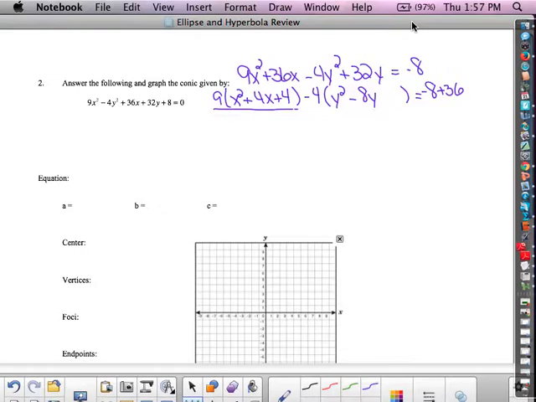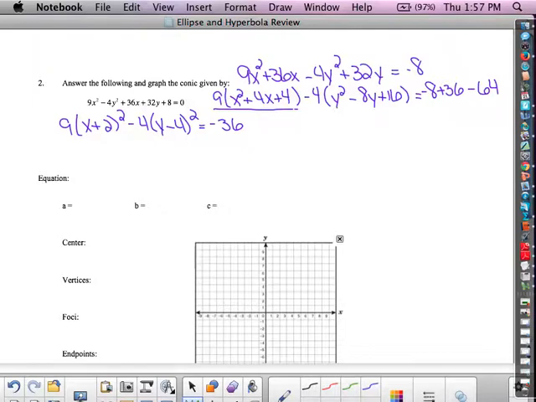Okay, complete the square on the y. 8 divided by 2 is 4. 4 squared is 16. So I'm subtracting 64 on this side, means I have to subtract 64 on the right-hand side as well. So now I have the equation 9 times (x plus 2) squared minus 4 times (y minus 4) squared is equal to negative 36.